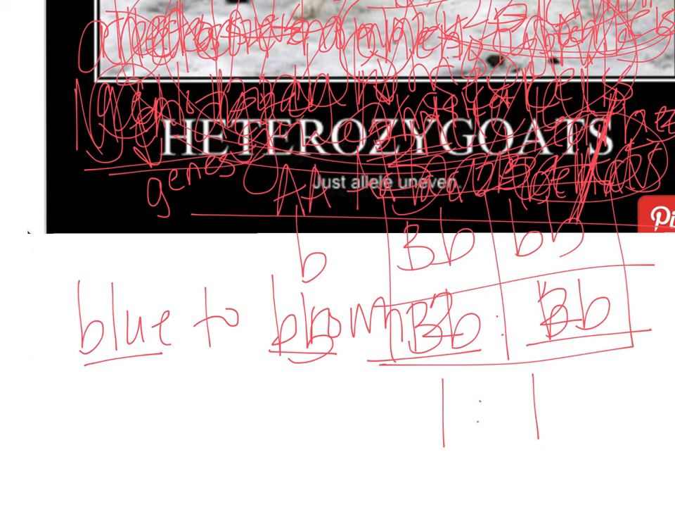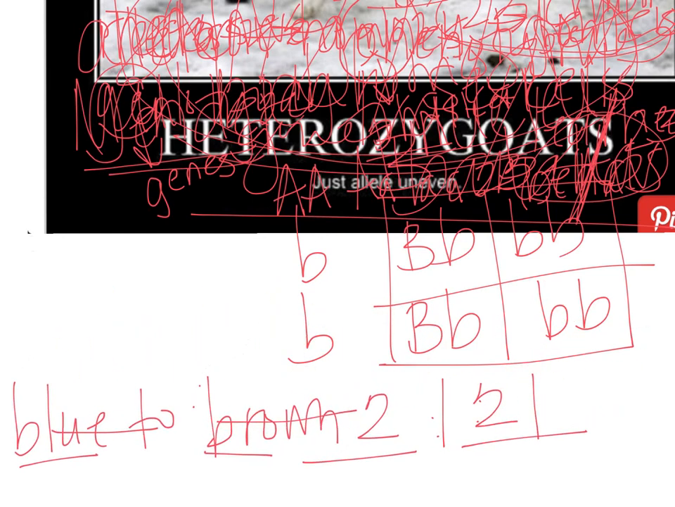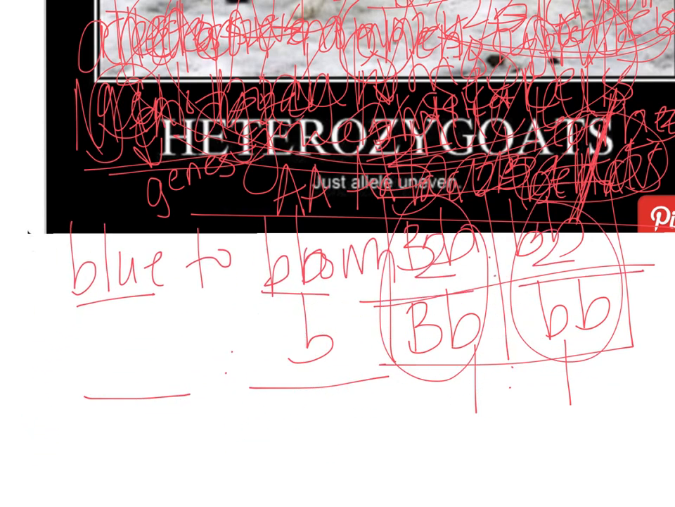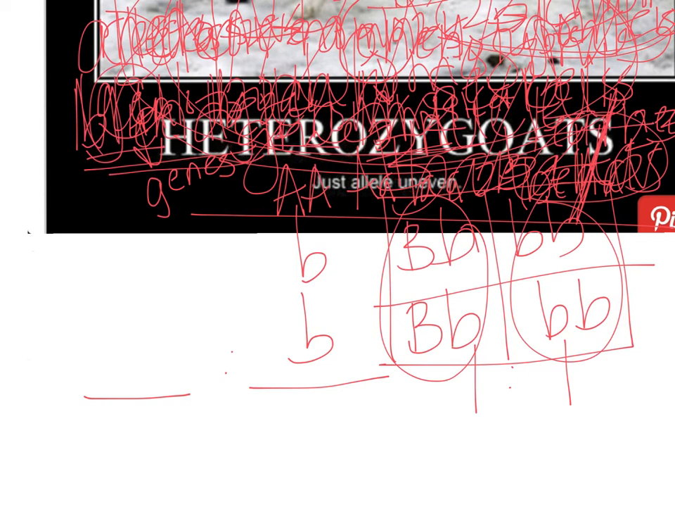Okay? So what if I said, what is the ratio of heterozygous to homozygous? These are heterozygous, these are homozygous. So heterozygous to homozygous is 2 to 2. Again, 1 to 1.